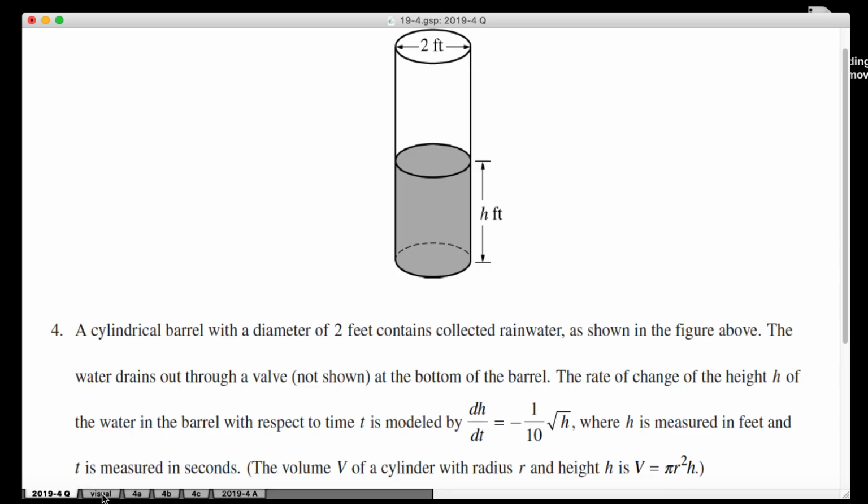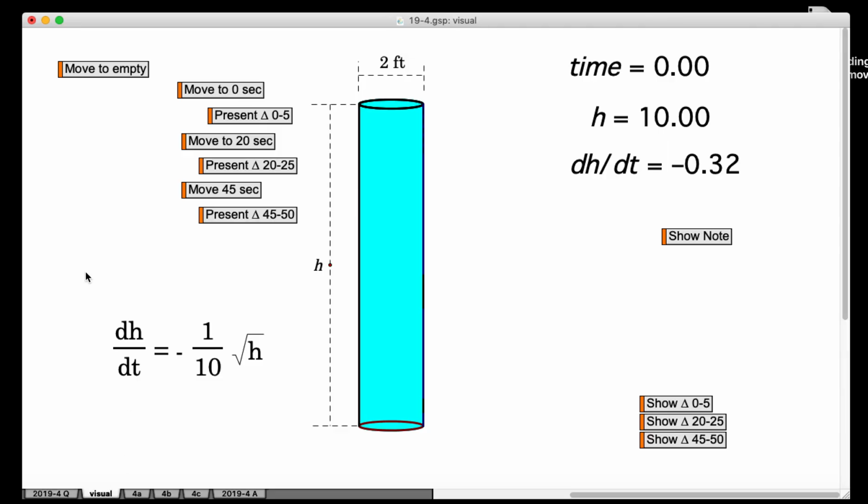So I'm going to give you a little visual before we start to answer any parts of the question. I want to give you a little idea of what's going on here. They didn't say how tall the tank was, so I just made it 10 feet tall, and I'm going to drain it at this rate.